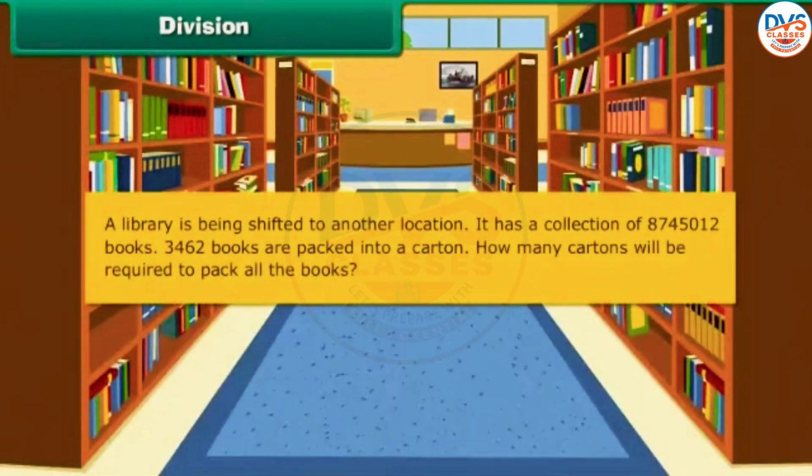A library is being shifted to another location. It has a collection of 8745012 books. 3462 books are packed into a carton. How many cartons will be required to pack all the books?